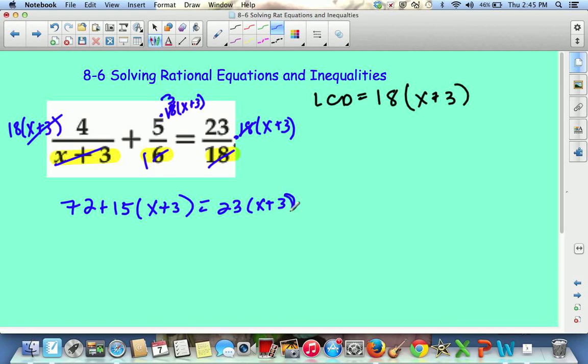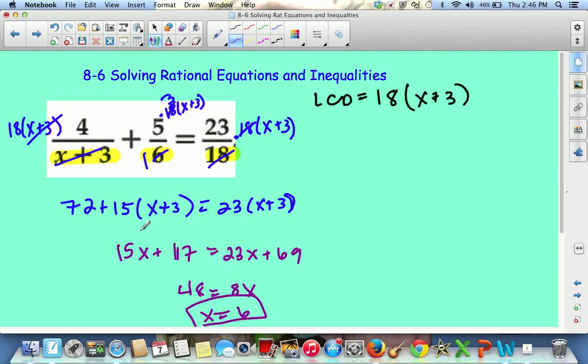Why don't you go ahead and pause the video and see if you can solve this. We should end up with 15x plus 117 equals 23x plus 69, and we end up with 48 equals 8x. x equals 6. We check it just to make sure we don't get any zeros in the denominator. We're all right. Very good. Let's try another one.